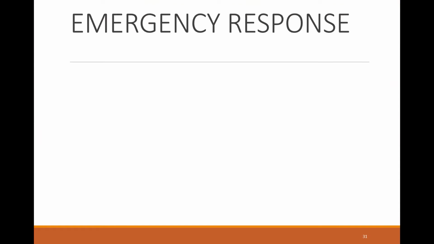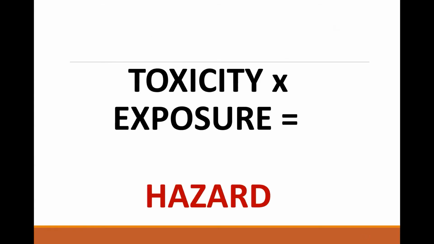Just a little bit, we'll touch on emergency response. If you are exposed to a pesticide, we talked about last week, toxicity and exposure creates the hazard. How hazardous is a chemical? Well, it depends on how toxic it is and how long we're exposed to it. So a chemical doesn't have to be real toxic if we're exposed to it for a long period of time, but a very toxic pesticide, we don't have to be exposed to it very long before it's hazardous.